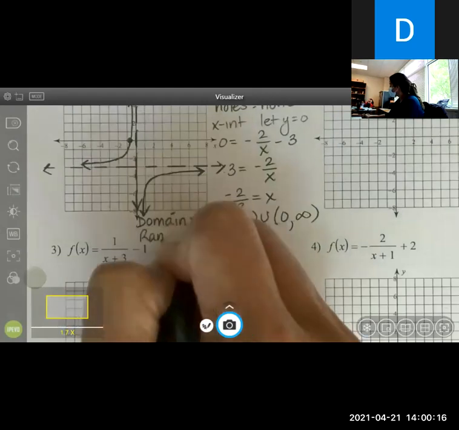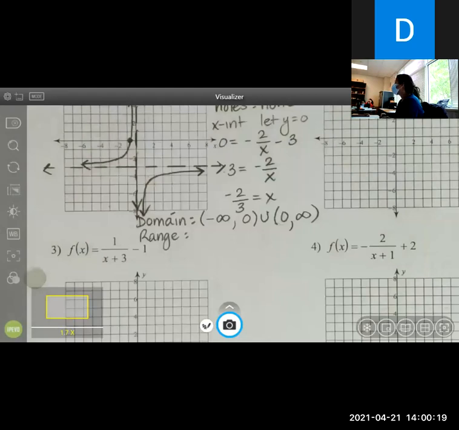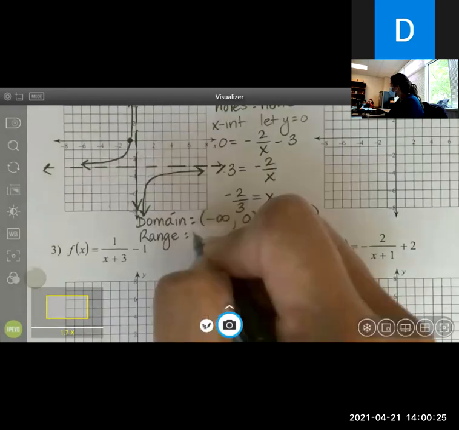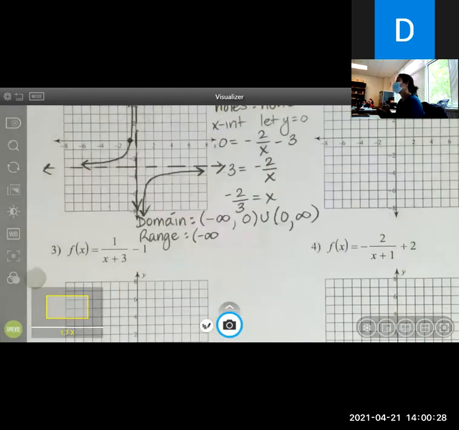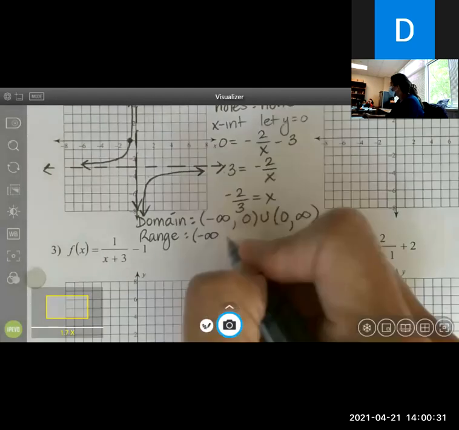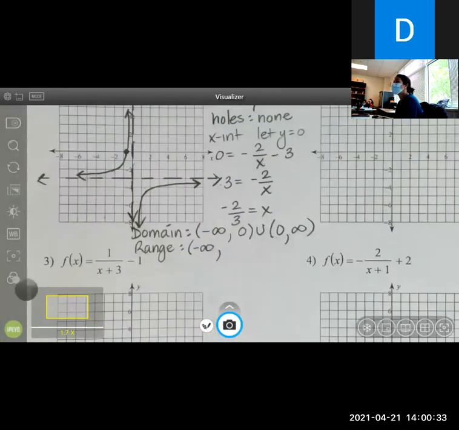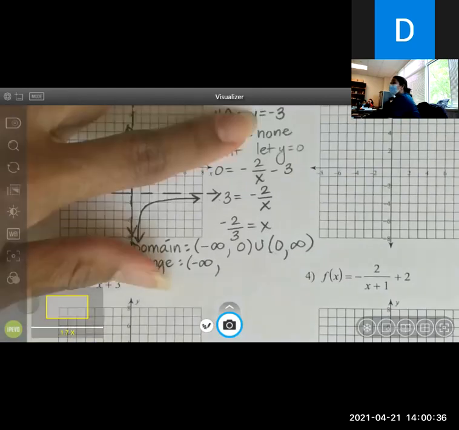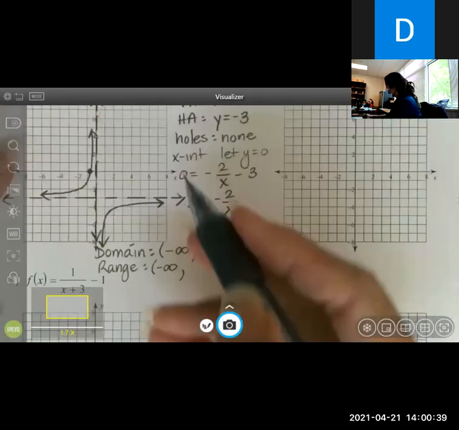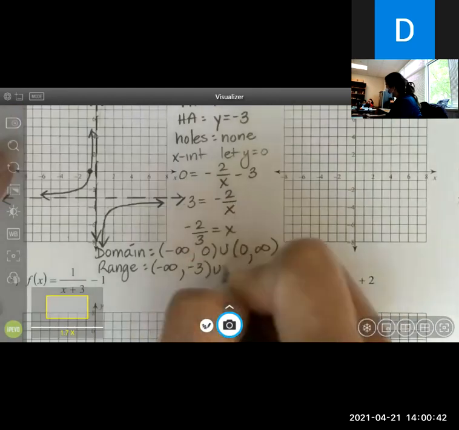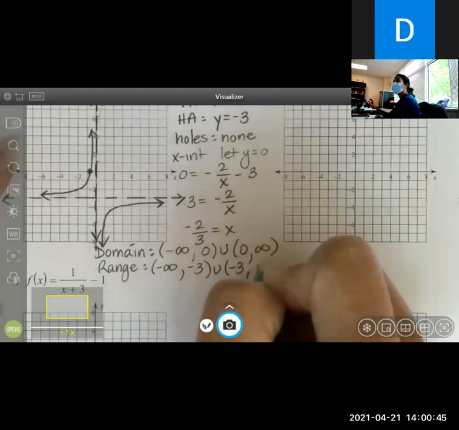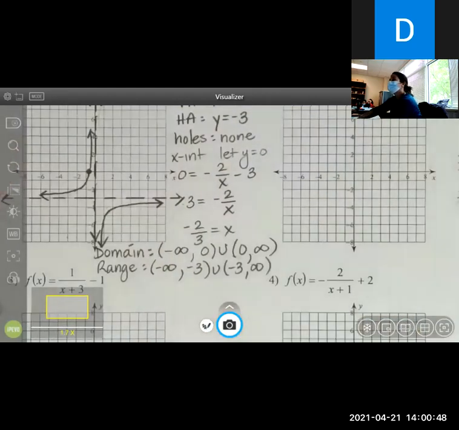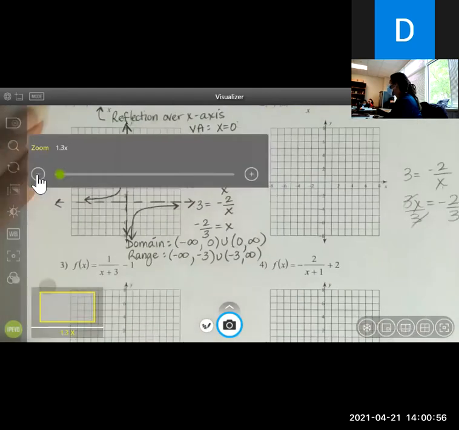Range is the same description. Notice for range, you are going all the way up and all the way down, except you hit a horizontal wall, which is your horizontal asymptote. So start all the way from the bottom. You always start with the low numbers. Go all the way to your horizontal asymptote of y equals -3 that we have right here, and skip over it, and go all the way up. All right, so are we okay with it so far?